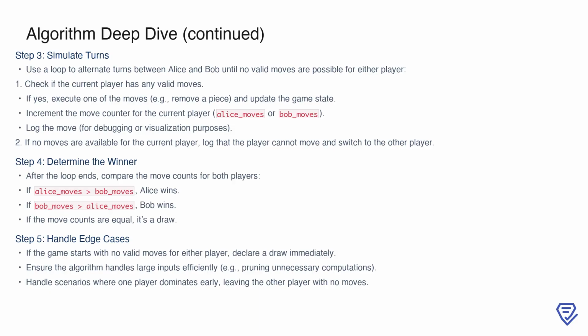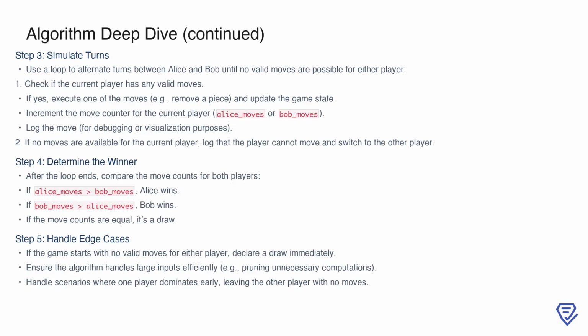Then, the move counter for that player, such as Alice_moves or Bob_moves, is incremented. Logging the move can be helpful here, either for debugging or visualizing the sequence of actions. If no valid moves are available for the current player, we log this outcome and switch to the other player.